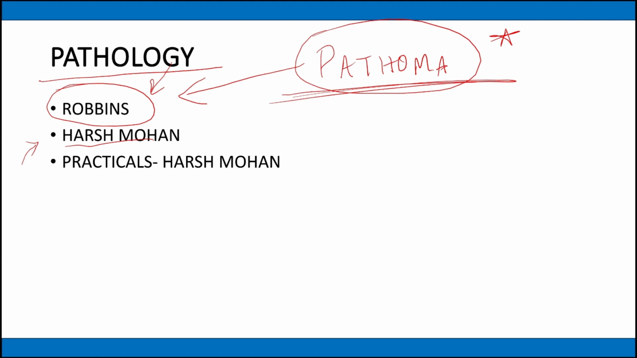Other pathology books which are usually used are Harsh Mohan. Good books during exams. Suppose you are not able to read Robbins, you can go with Harsh Mohan. And for practicals, Harsh Mohan is a very good book. I'll make it a star.